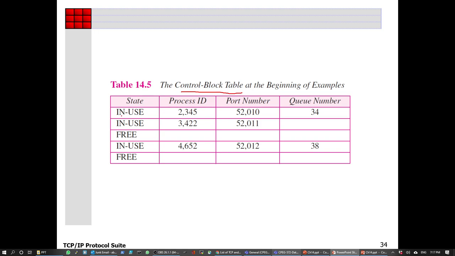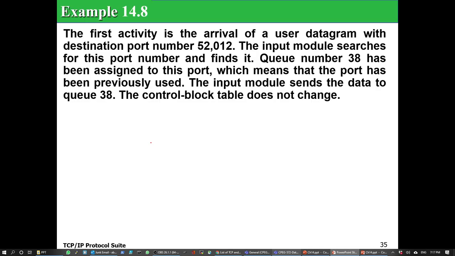So in the control block table we have the state, in use, the process ID, the port number, and the queue number. This entry is free and could be used. This one is in use, and so on and so forth. Of course, this table will evolve as ports are being used and released.